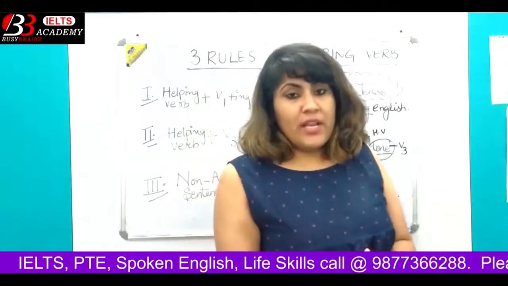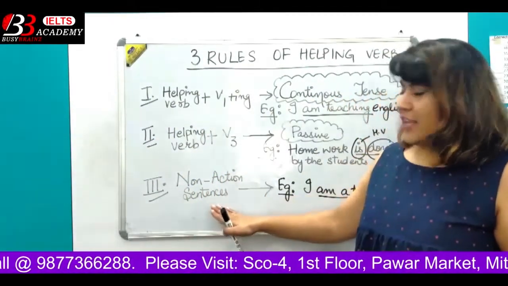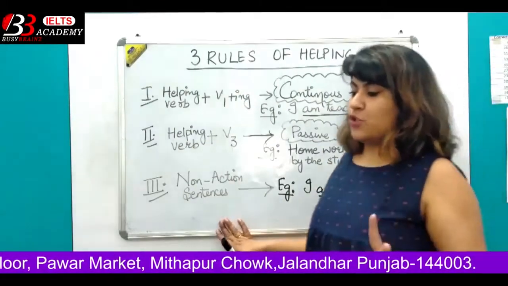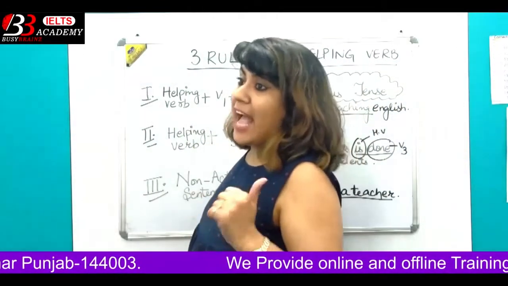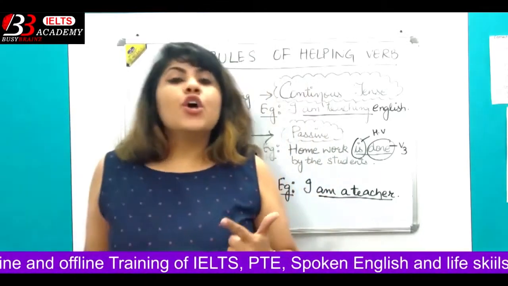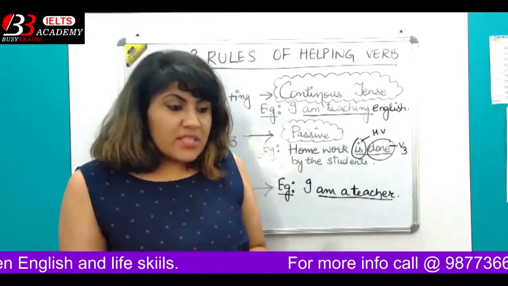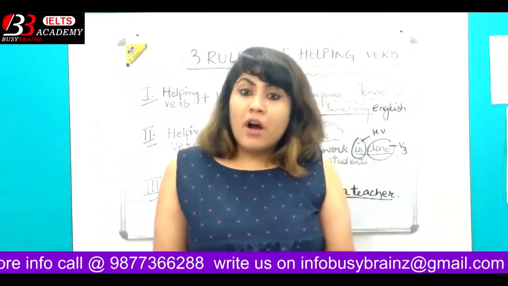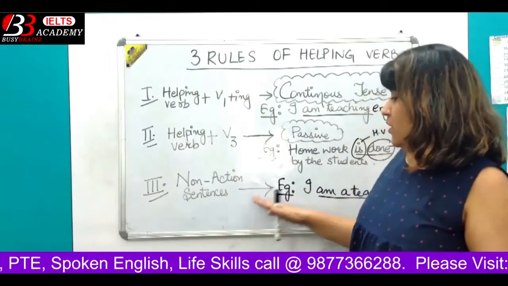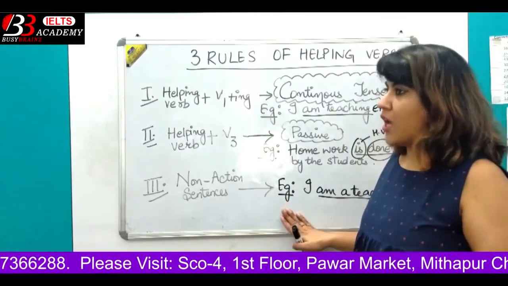The last rule is non-action sentences. As there are always 2 types of sentences. One is action and another one is non-action. Action sentences are those where verb comes. And non-action sentences are those where verb does not come.